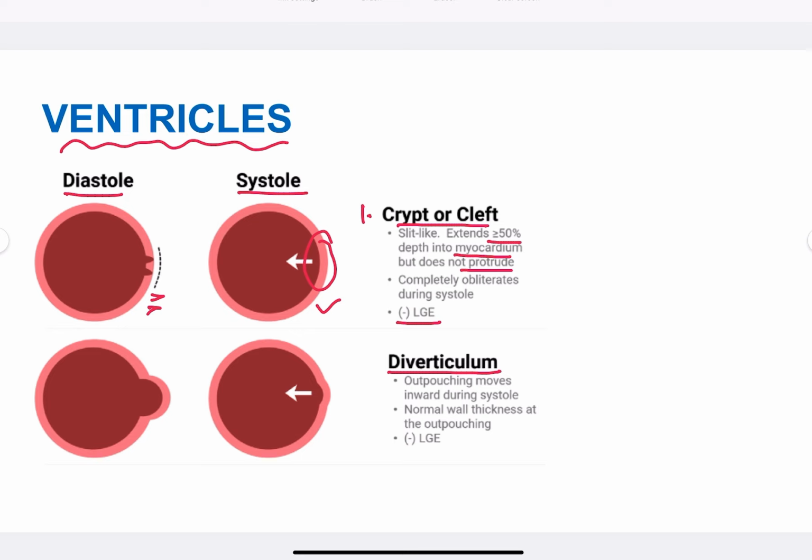In diverticula, again we are seeing this outpouching, and in systole we are seeing this outpouching is moving inwards. The wall thickness of the outpouching will be normal, and again there will be no late gadolinium enhancement.